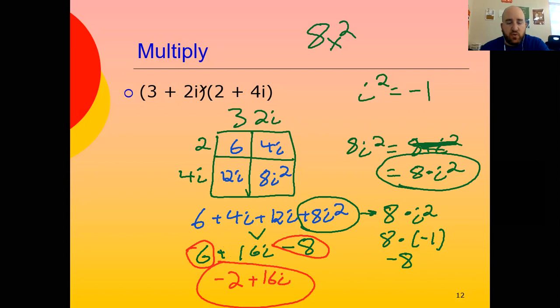Whenever I multiply two complex numbers, I should still get a complex number as my answer. If you have an i squared in what you think is your final answer, or for some other reason it doesn't look like a complex number, you did something wrong.